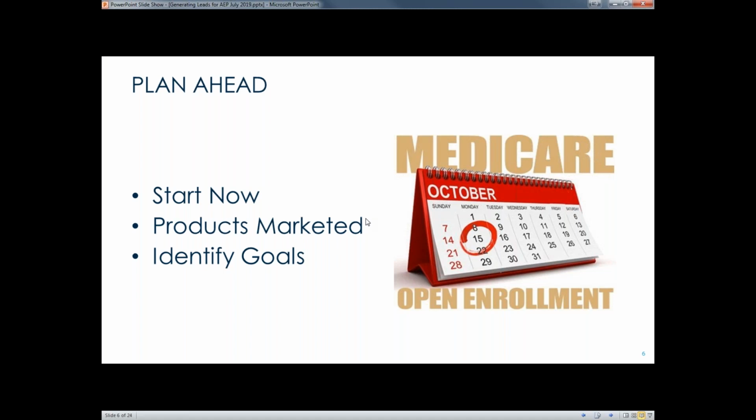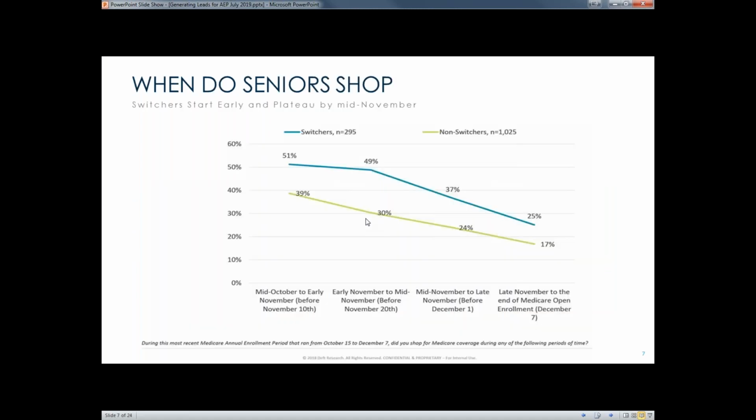So start now, figure out what products you do want to market, and then really identify your goals so you can be ready to go. Okay. Again, a little bit more information for you. We know that seniors shop pretty heavily during AEP.